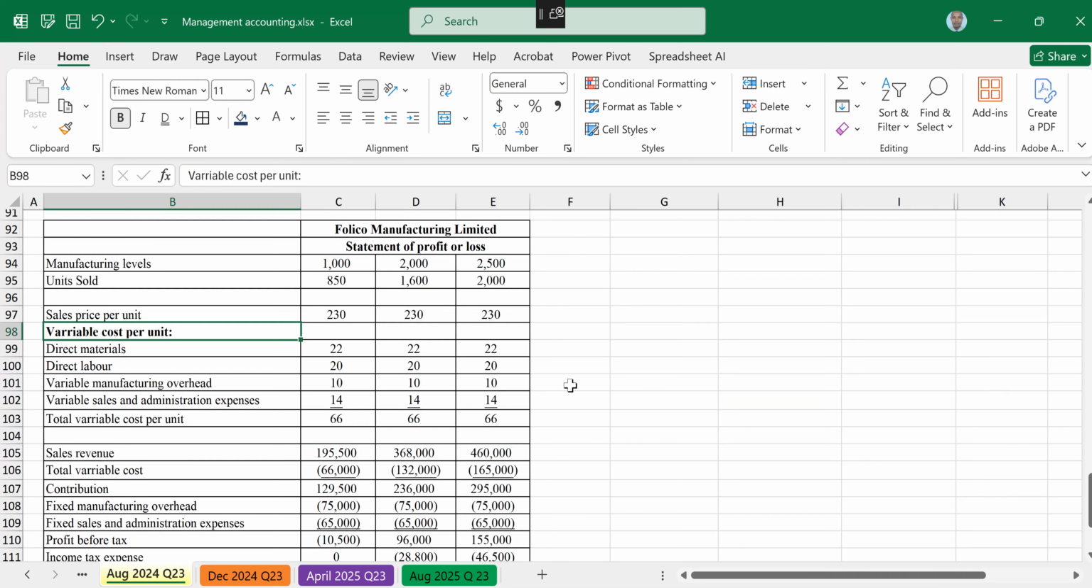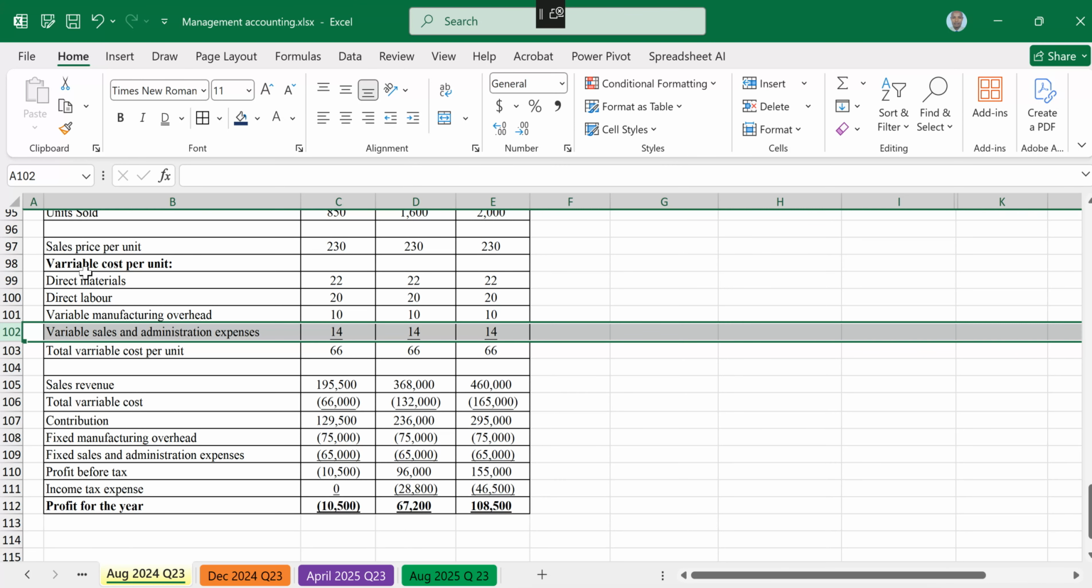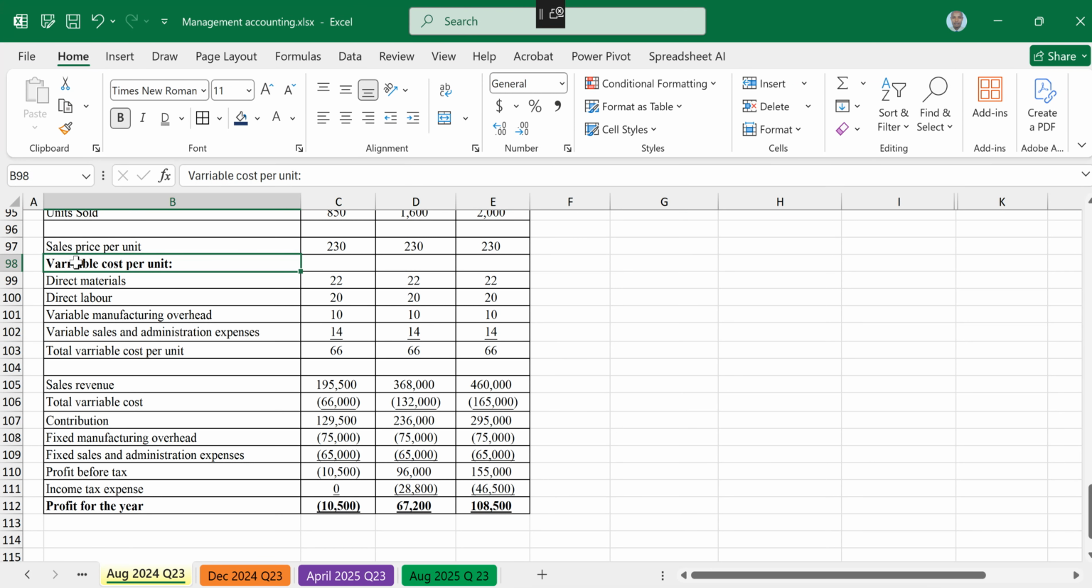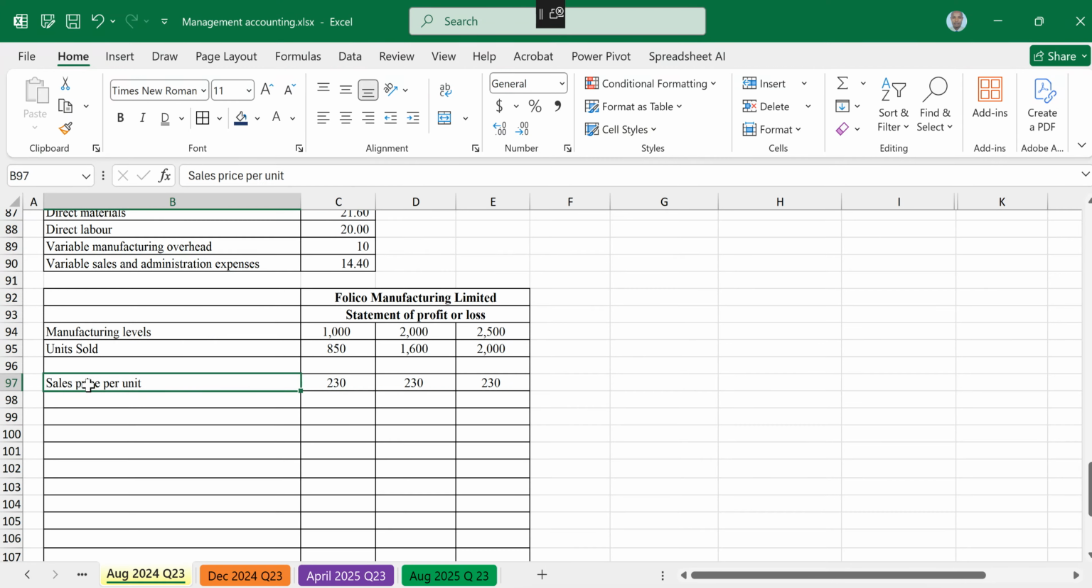We want to adjust something, the variable sales. I want to put together all the variable items before you move to the last one. So I'm removing all this, cleared. And here, now give me the sales revenue. Just give me the sales revenue.